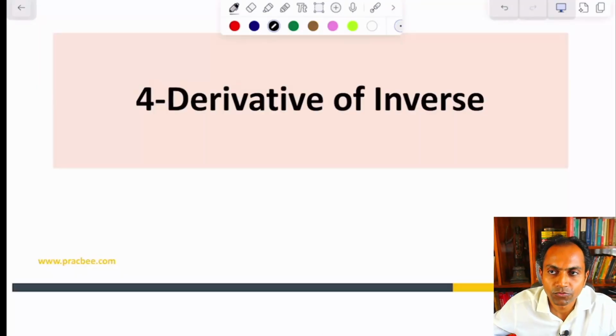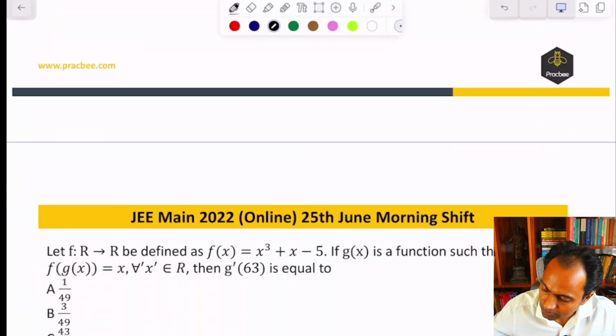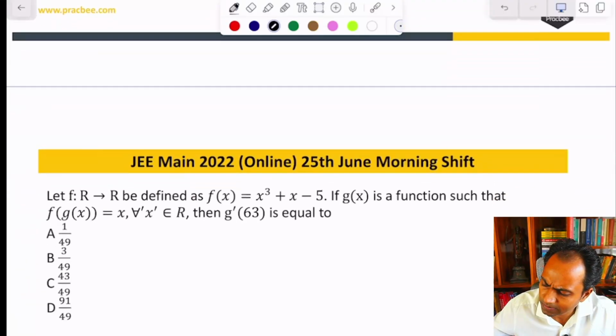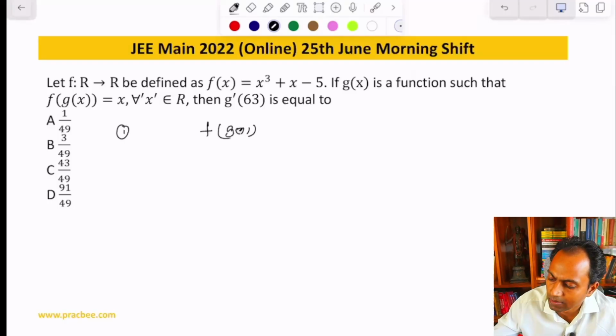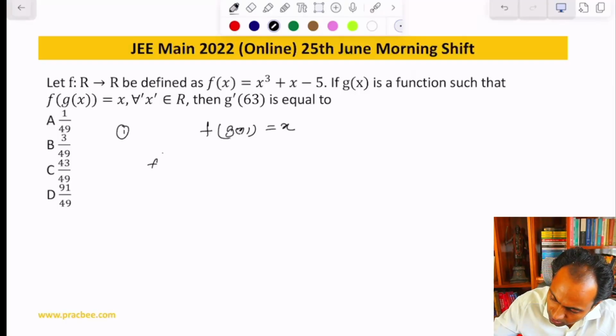So let us go into the fourth category, that is derivative of inverse. Now, most of the times in this kind of question, we will start with f of gx or g of fx as the condition might be. Like in this case, we can start with f of g of x. Now, we know that since it is an inverse function, this would be equal to x. So we can differentiate this.